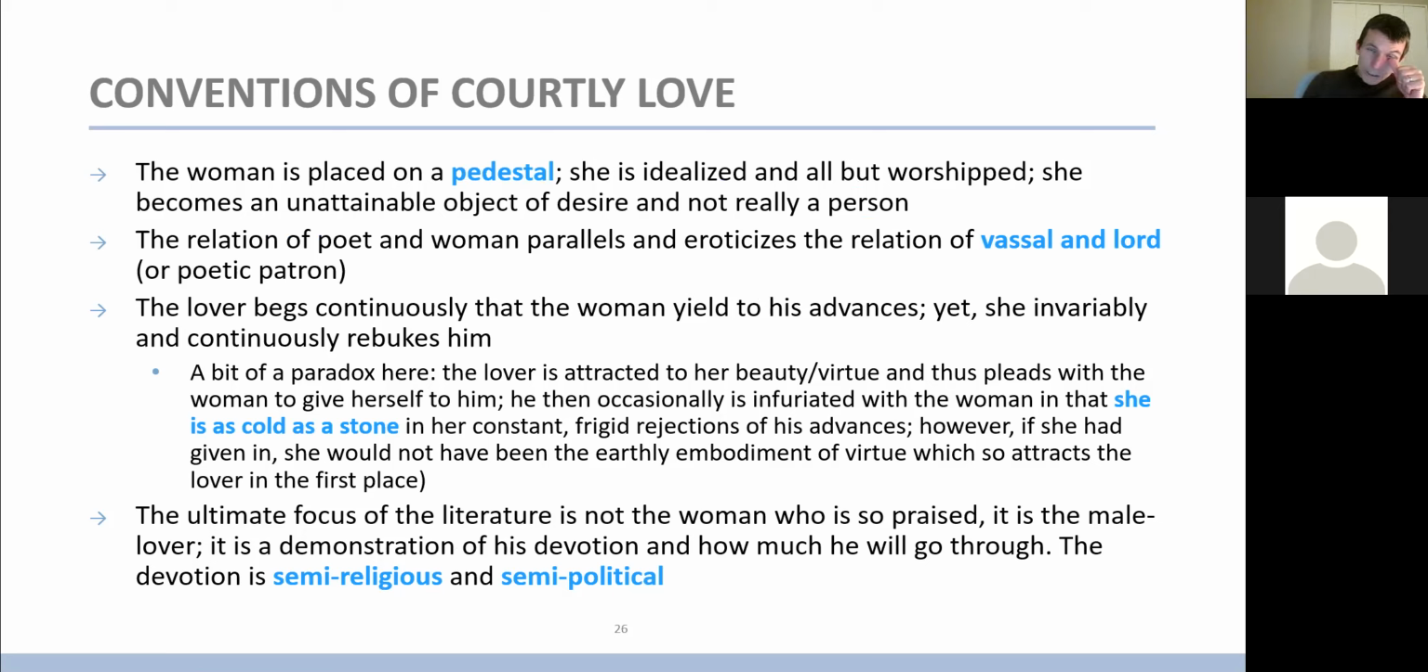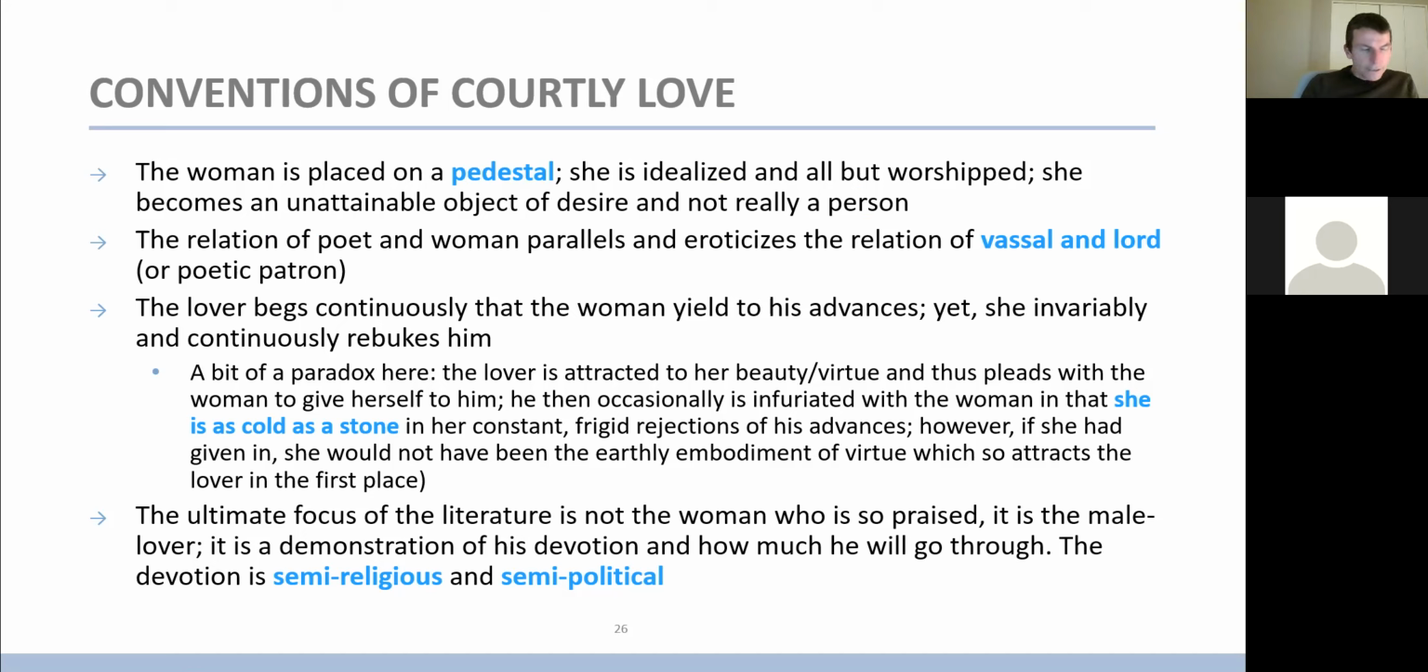Because she's this unattainable object of desire, there's a parallel between the relationship of the poet, or the individual man, and the woman, and that of vassal and lord. The lover begs continuously for the woman to yield in some way. Of course, there's a paradox there: she can't yield, or she won't be this image of virtuous beauty that the lover's praising. Then there'll be episodes where the lover chastises the love object for being cold as a stone, for being unyielding.